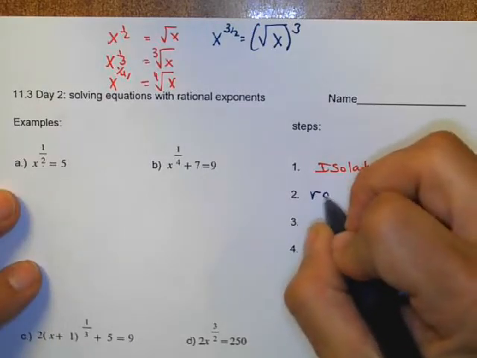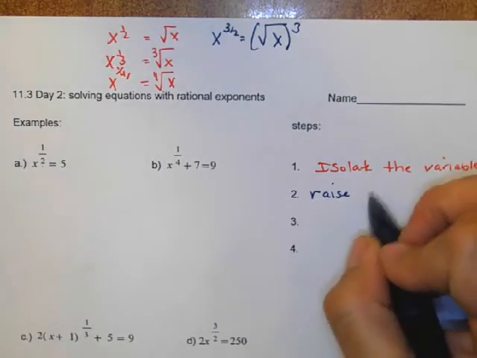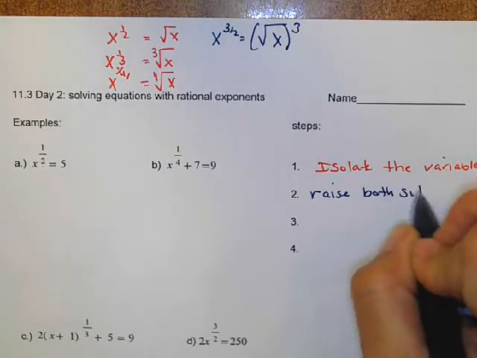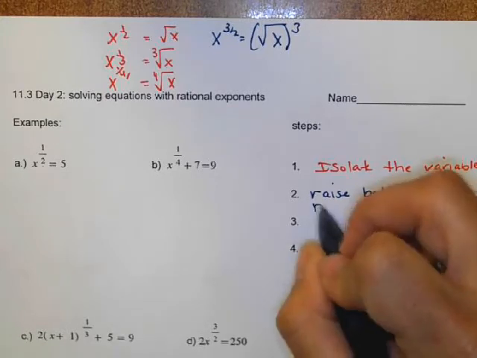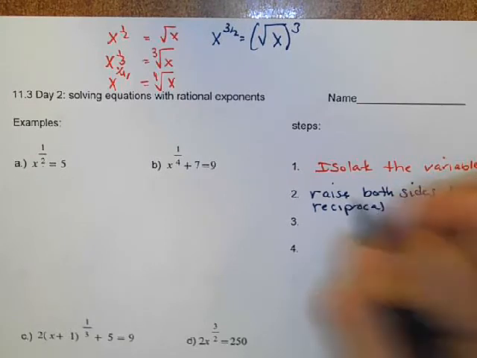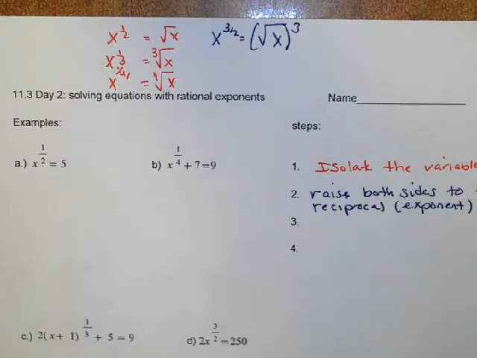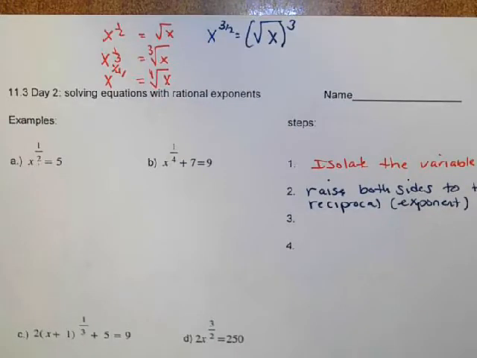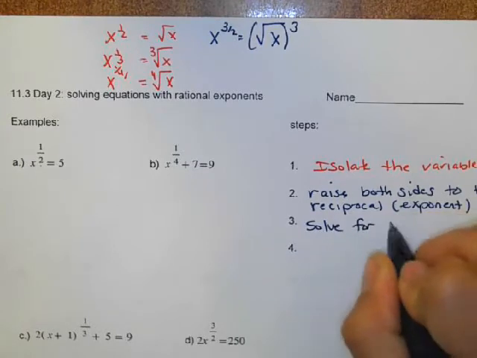Step number 2 is going to be to raise both sides to the reciprocal exponent, and I mentioned that on Tuesday. So it's going to be all fractions today, and when you raise it to the reciprocal, it might not be a fraction. Step number 3, we're going to solve for x, just like we were before.